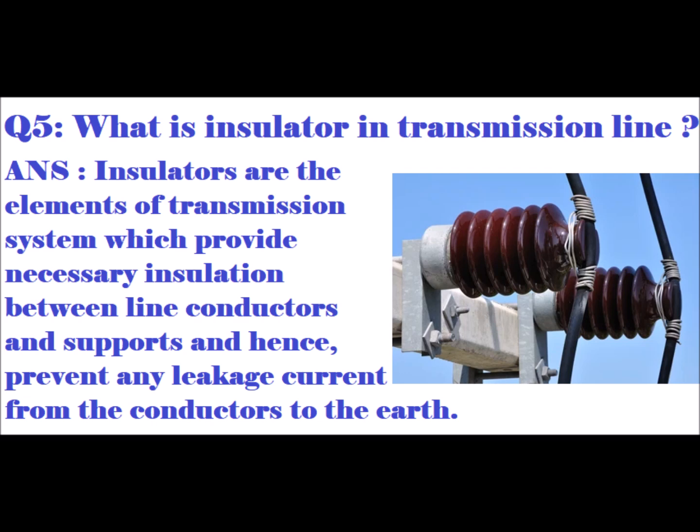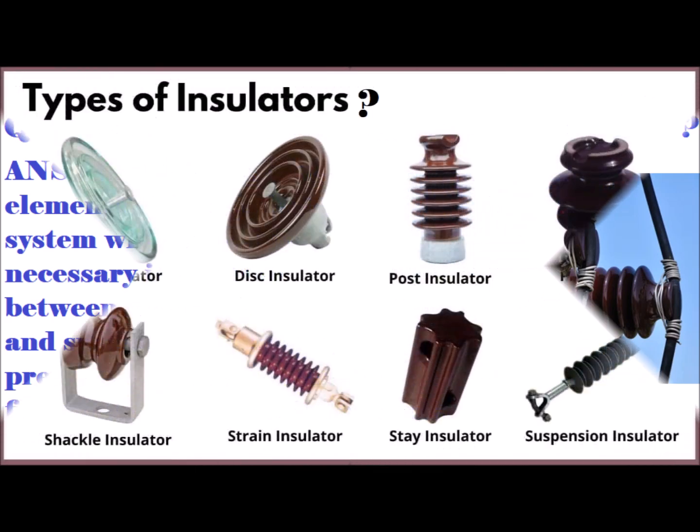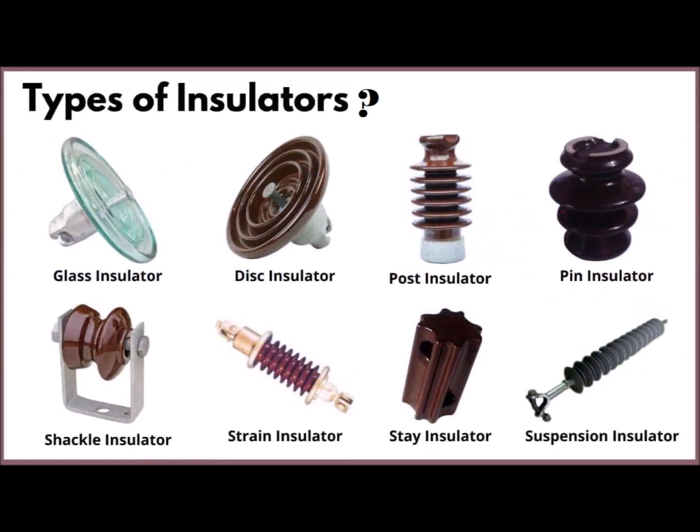In the next slide we will see the different types of insulators used in transmission lines. Here we can see some eight different types of insulators. These are basically based on the power that they're handling. Glass insulators are used for high voltages, and disc insulators for medium voltage. Similarly, post insulator, pin insulator, and shackle for low voltages, and so on. Then there is the strain insulator and the suspension insulator. So these are some different types of insulators.